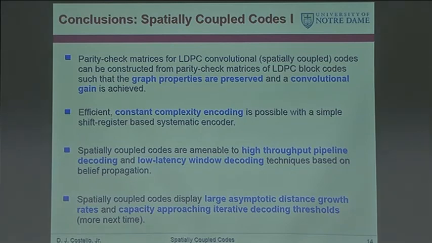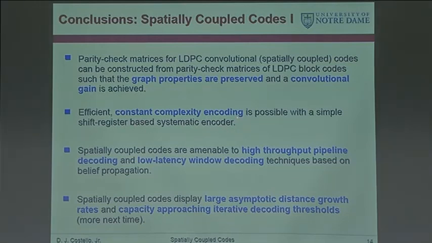This isn't the only way you can do it, but it's the way it was first envisioned, such that you preserve the graph properties of the block code that you started with and you achieve a convolutional gain, at least if you compare on the basis of the block length and the constraint length being the same. This is an old argument about comparing block codes to convolutional codes. What's the fair way to compare them? Is it to equate block length to constraint length, or do it at equal latency, equal complexity? There are lots of different factors involved.